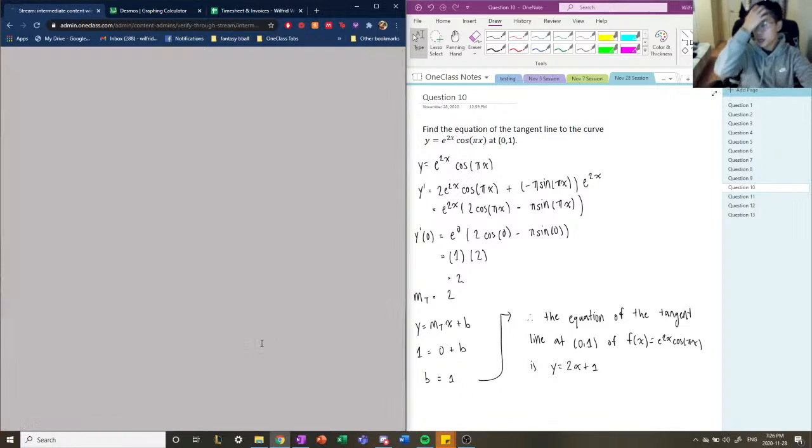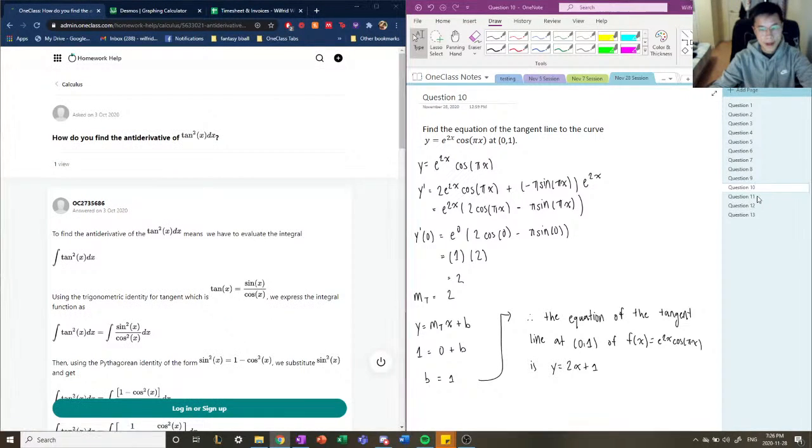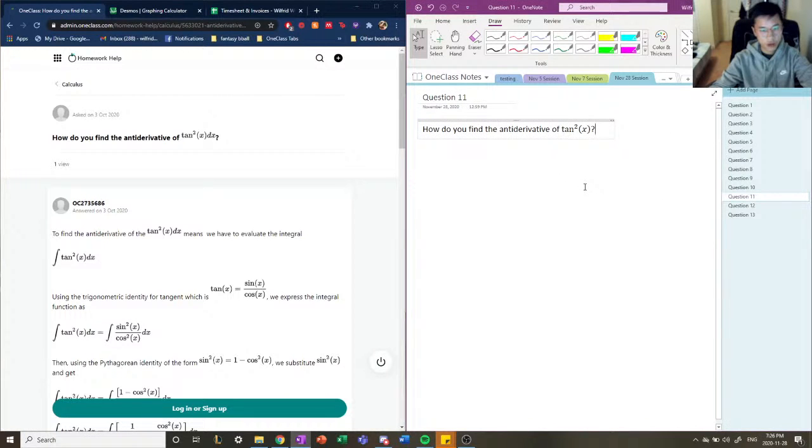Cool. Alright, question number 11. So how do you find the antiderivative of tan squared x? So the antiderivative is another word for indefinite integral. And as the name suggests, you're doing the opposite of a derivative. So you're going back the opposite way, okay? So the antiderivative of tan squared x is going to be written out like this.